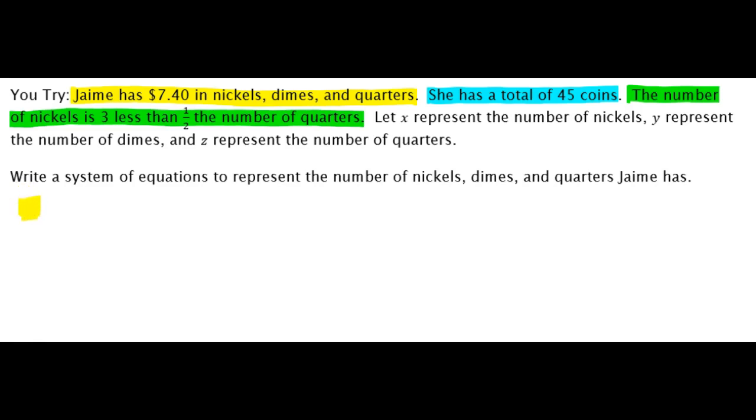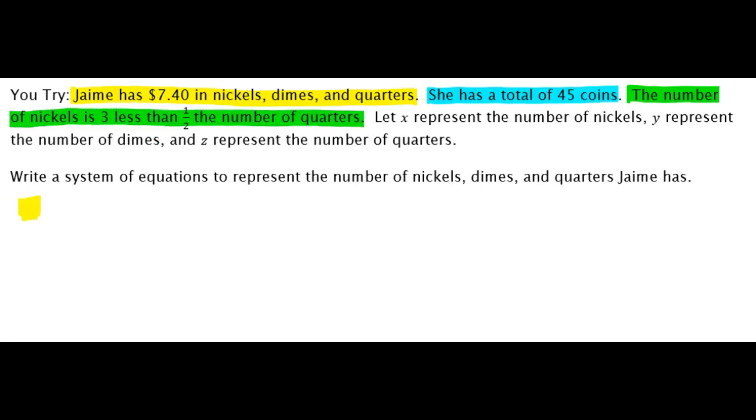The yellow equation says, I'm looking at the sentence, Jamie has $7.40 in nickels, dimes, and quarters. And then I also want to draw your attention down here to the last sentence where it says X represents the number of nickels, Y represents the number of dimes, and Z represents the number of quarters. So anytime that you're given a sentence that has a dollar amount in it, you need to use some information that you already know about how much each of those coins is worth.